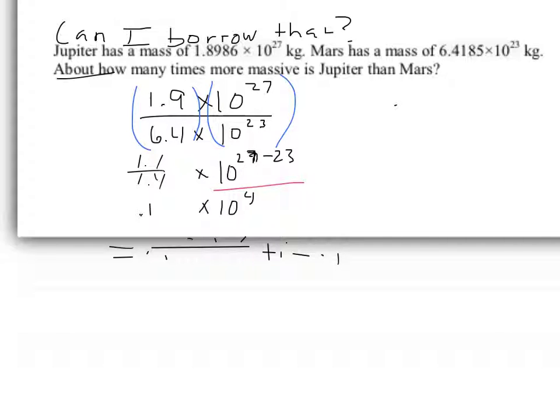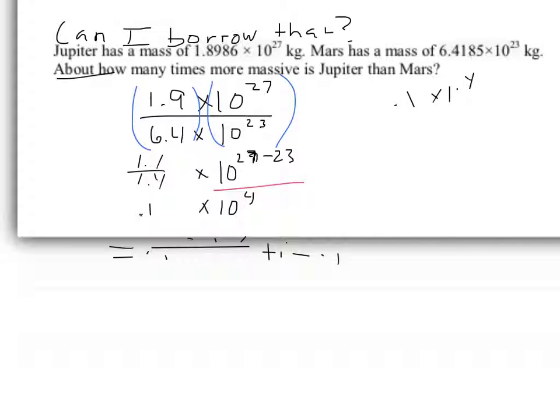Or what if it needed to be in scientific notation? How can I fix this? 0.3 times 10 to the 4th. Well, I need a multiplication of 3.0 times 10 to the 3rd power. So let's think about how we fix this problem.